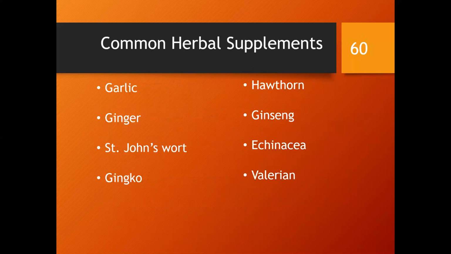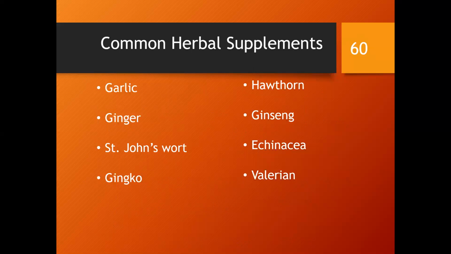Common herbal supplements. These are, again, some of the most common, not all of them. Garlic is used to decrease cholesterol and blood pressure, and it's also an anticoagulant, so it can change your clotting factors. That would be important, like if you take it with aspirin or warfarin or Coumadin. Ginger is anti-nausea and vomiting prophylaxis, so it helps with that. A lot of times you'll see pregnant women drinking ginger ale, things like that.